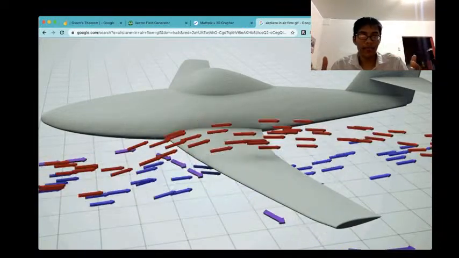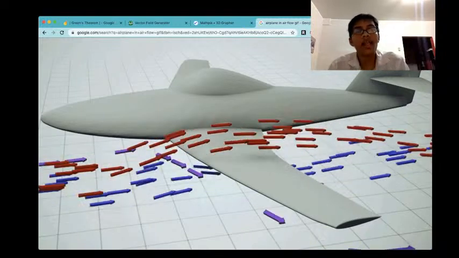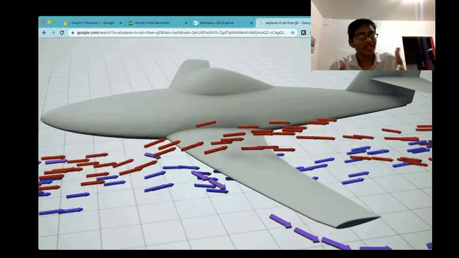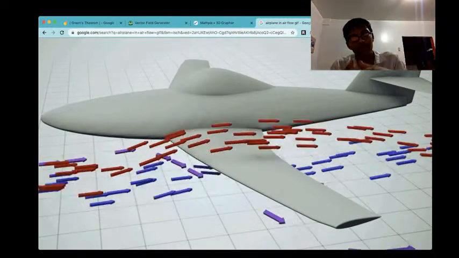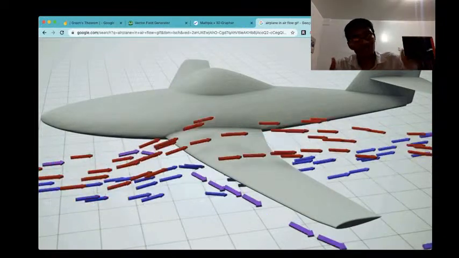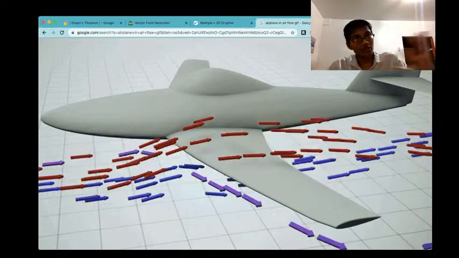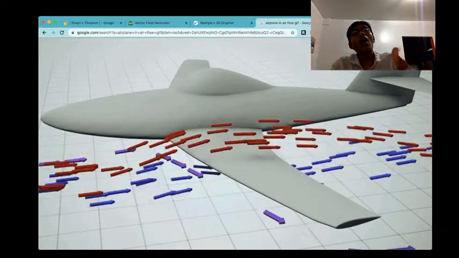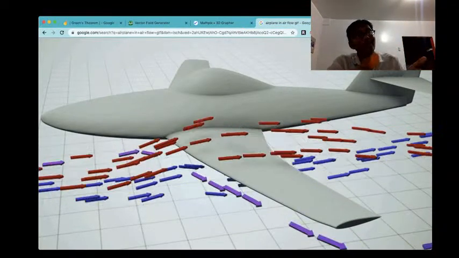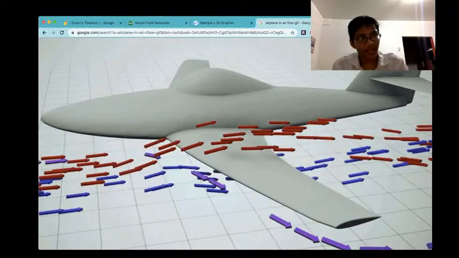But how can we understand this in terms of work? Obviously, the wind is exerting some kind of work on the airplane's wing. But how can we understand the amount of work exerted by the vector field, which describes the wind particles, on the actual wing of the airplane? How can we understand that mathematically?